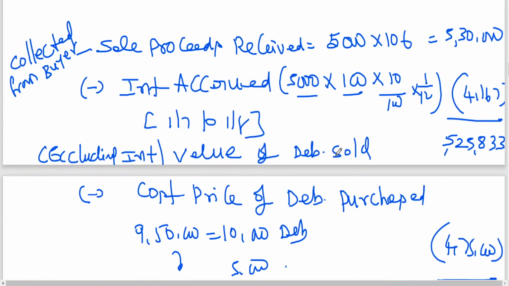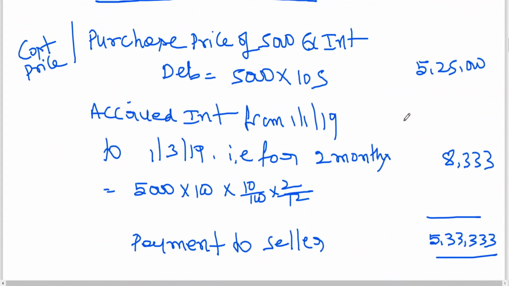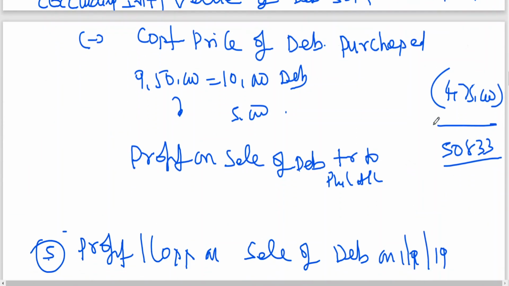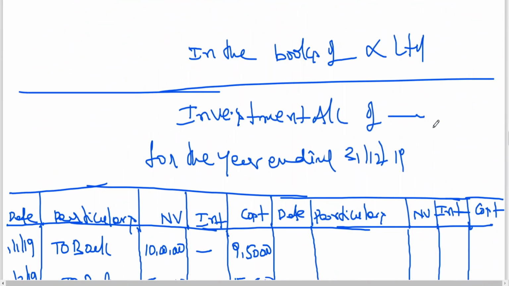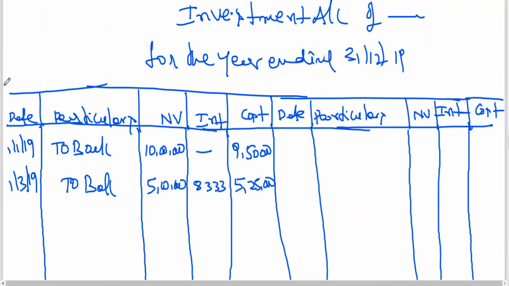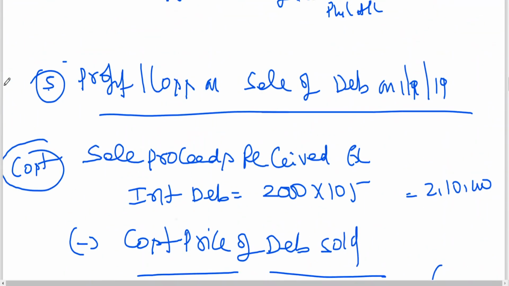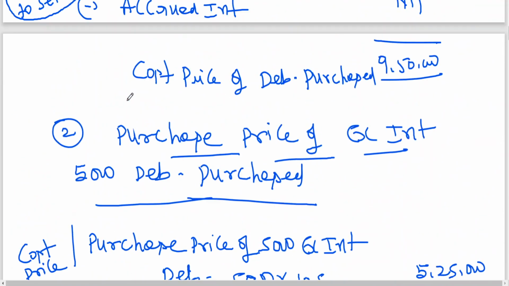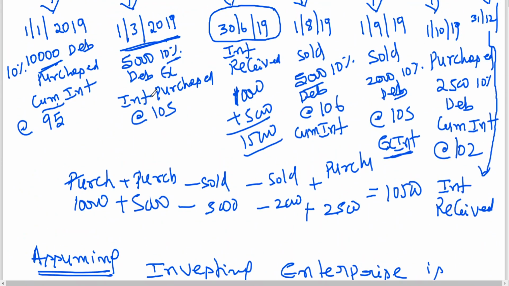Clear to all of you? 5,25,000 cost column. What is accrued interest? 8,333. Finally, it is coming to payment is 5,33,333. 8,333 is interest. So accrued interest plus this is being paid at the time of acquiring it. Then after 1st March, then I think 4th working notes is about interest received. Sorry, 4th is about sale or interest received. 3rd one.